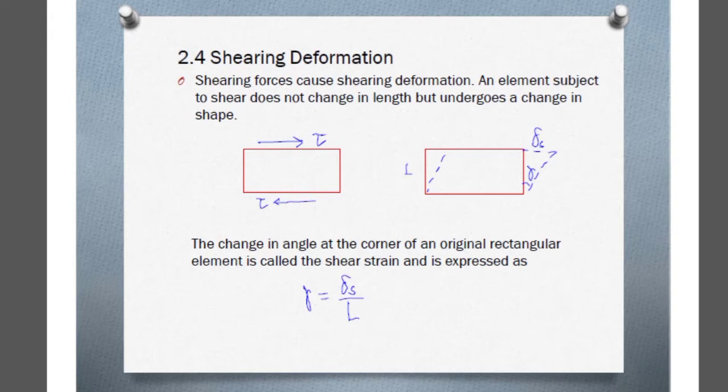hindi siya nag-change ng length, but it changes the shape. So imagine this as a box of jelly and you are on the other side, and then ang gagawin natin is to apply a shearing force. So of course, the shearing force is parallel to the surface. So if you apply the shearing force, yung box of jelly natin ay tutumba, and the change in angle at the corner of an original rectangular element is called the shear strain.